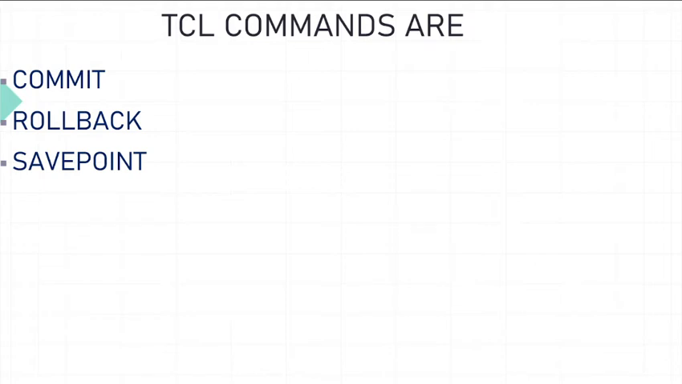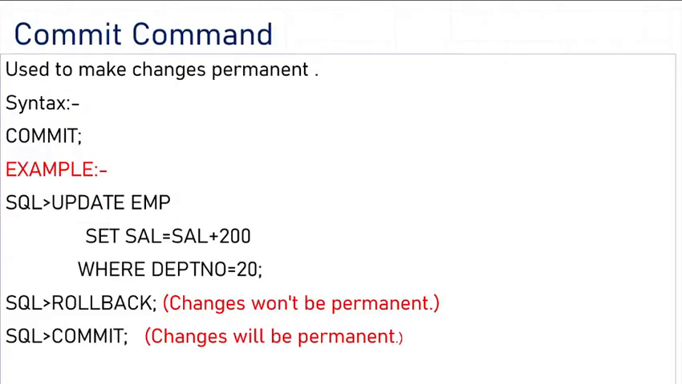Save points work as a marker between the transaction. Suppose you have done one transaction, then you have created a save point. After that, you have done another transaction. But after the second transaction, you thought that it was a wrong transaction. In that case, you can roll back up to that save point. Clear? Let's go ahead with command by command.